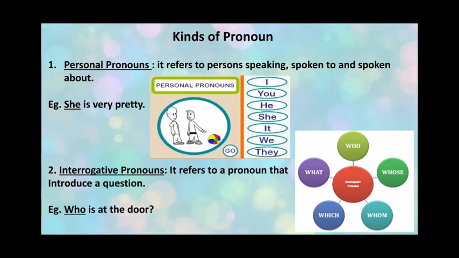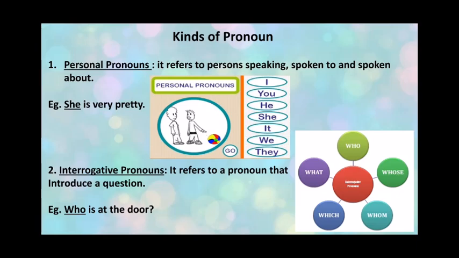Second one is the interrogative pronouns. It refers to a pronoun that introduces a question. So in this, words like who, what, which, whom, whose are the interrogative pronouns. For example, who is at the door? So in this, we have who, that is an interrogative pronoun.